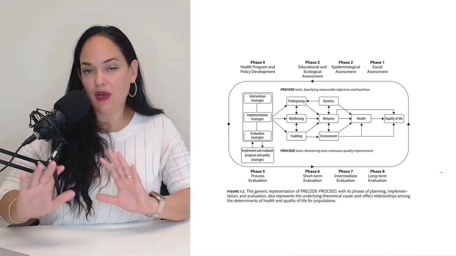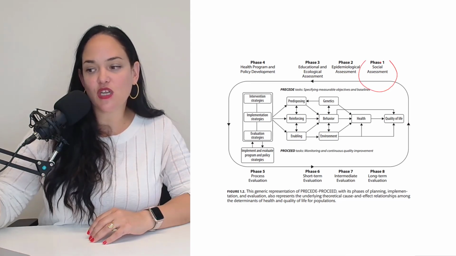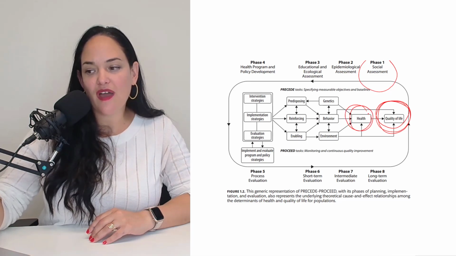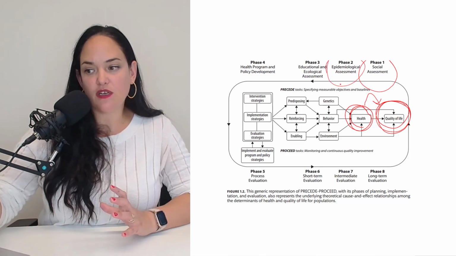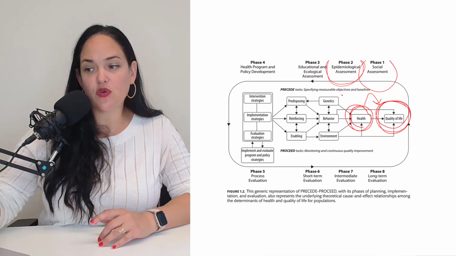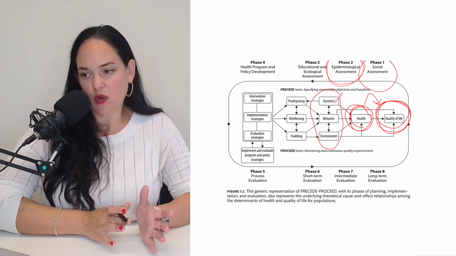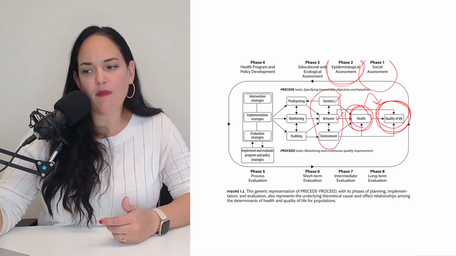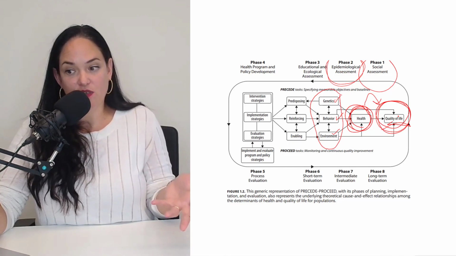And so, just to summarize the model one last time, first of all, we start by getting to know our population: what they really value, what's important to them, and what kind of health factors are going on with them that are affecting those higher level values. We do this epidemiological assessment in phase two to figure out what genetic predispositions they have, because we need to know that. But more importantly, what kind of behaviors or environmental factors are going into that health that's then affecting that higher level quality of life factor.